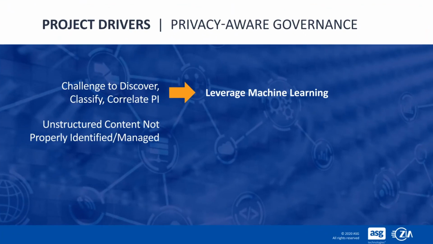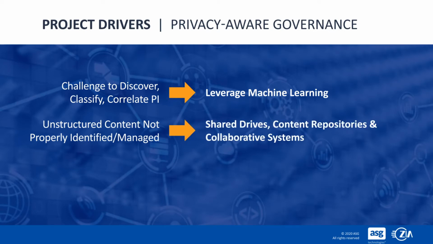Unstructured content that wasn't properly identified and managed has become a real nuisance and really required a lot of work to get their arms around this. And if we think about this, we're talking about documents and records that end users put out on shared drives for access. They maintain them in content repositories, much like ASG's Mobius Content Services platform, and then also within collaborative systems as well, which could be Microsoft, Box, and others.